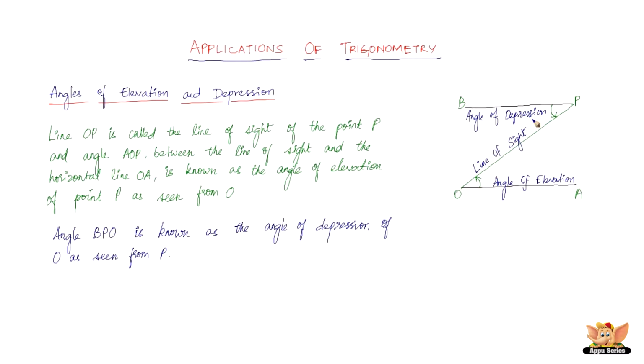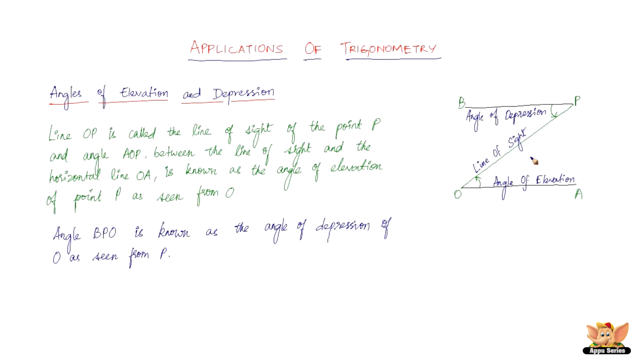The angle AOP between the line of sight and the horizontal line OA is known as the angle of elevation. You're looking up at the object P, right? You're standing at O and you're looking at an angle at the object P.